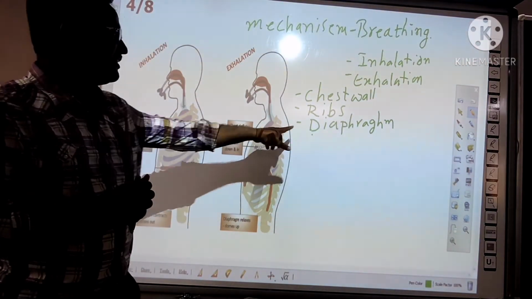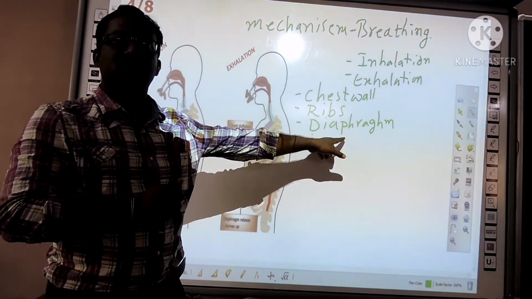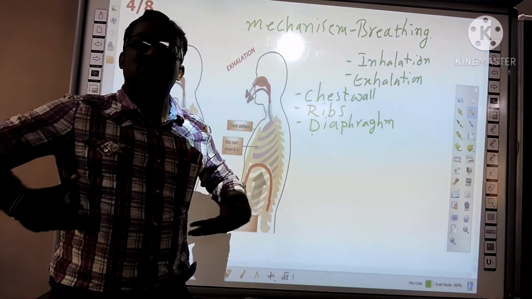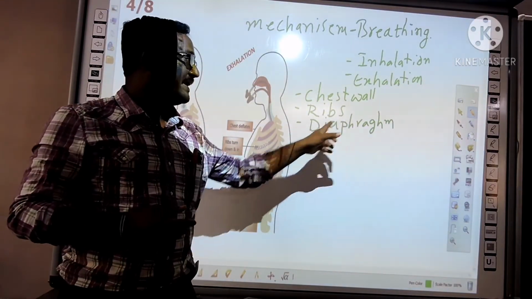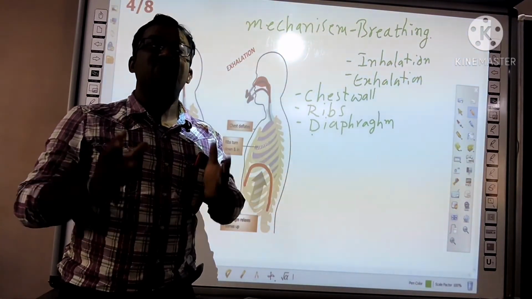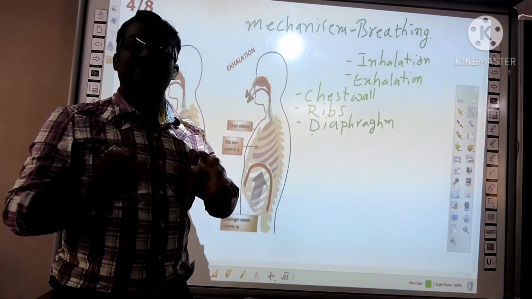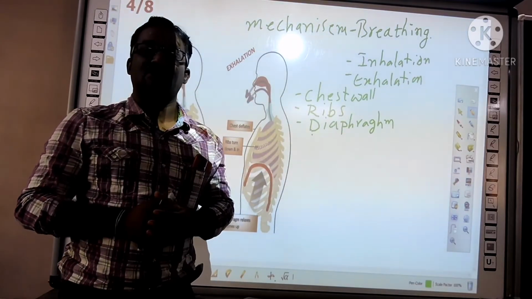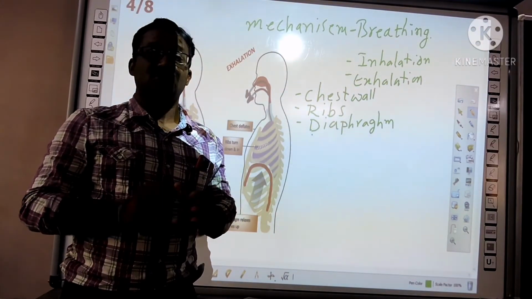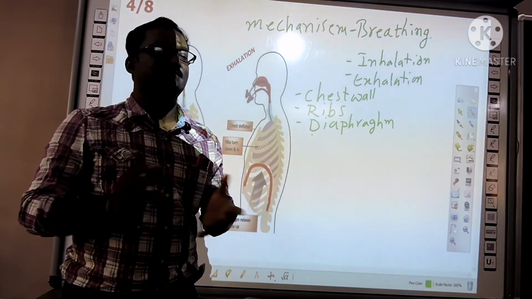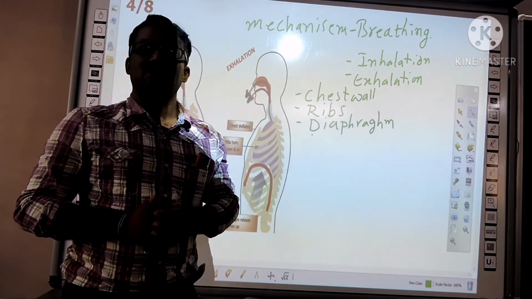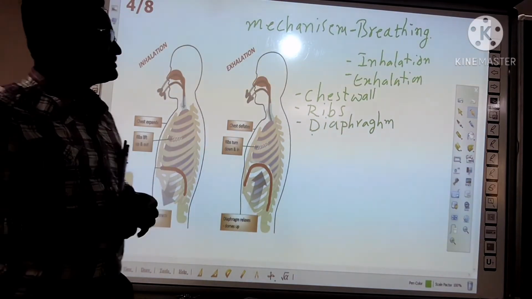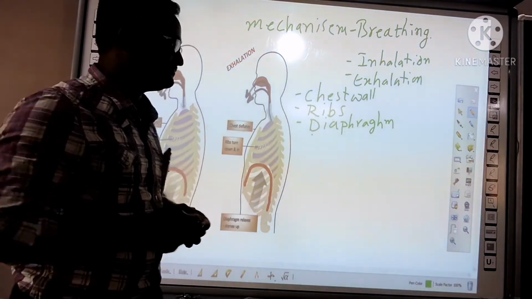Apart from that, there is the diaphragm. Just above the stomach, there is a muscular structure that is called the diaphragm. In females, the ribs play an important role in breathing. In males, the diaphragm plays an important role. So that difference is there. Now let us see what changes happen in all these parts during inhalation and exhalation.